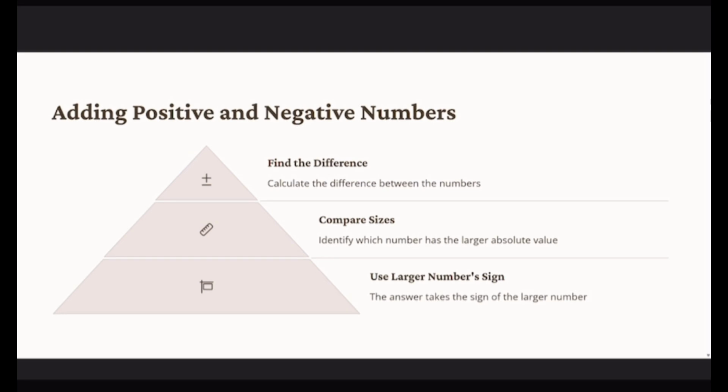Adding positive and negative numbers. 1. Find the difference. Start by calculating the difference between the two numbers. This is done by subtracting the smaller absolute value from the larger one. 2. Compare sizes. Look at the absolute values, the distance from 0 of both numbers. Identify which number has the larger absolute value. 3. Use the larger number's sign. The answer will take the sign of the larger absolute value. If the larger number is positive, the result will be positive. If it's negative, the result will be negative. By following these steps, you can confidently add positive and negative numbers.